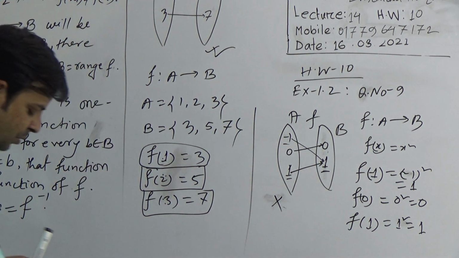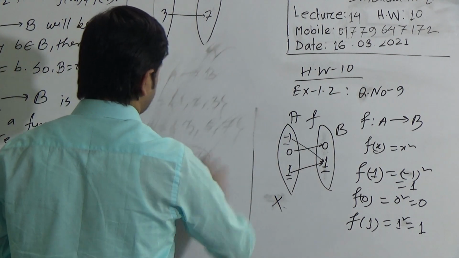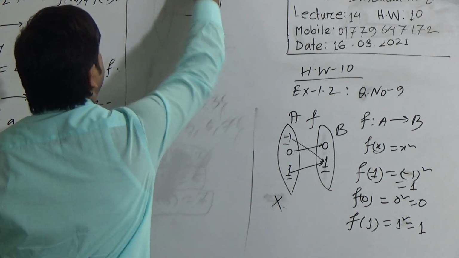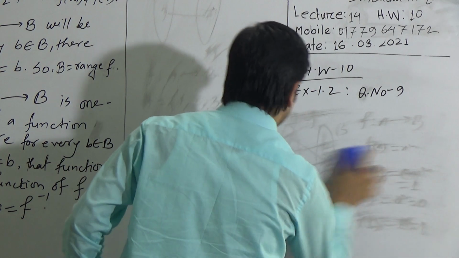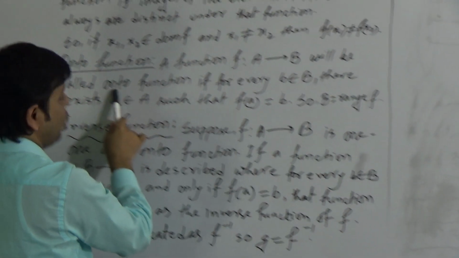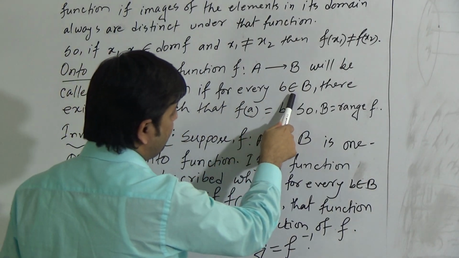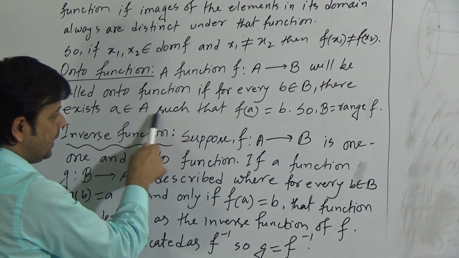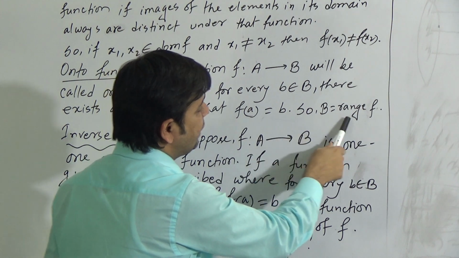Now, I will show you onto function. A function f from A to B will be called onto if for every b belongs to B there exists a belongs to A such that f of a is equal to b. So, B equals the range of f.